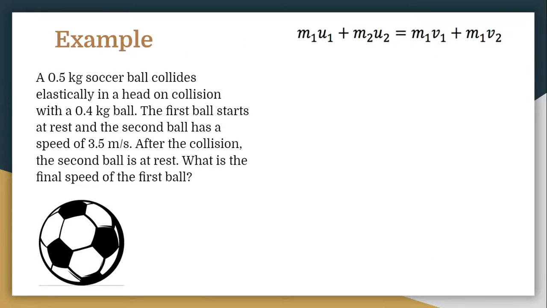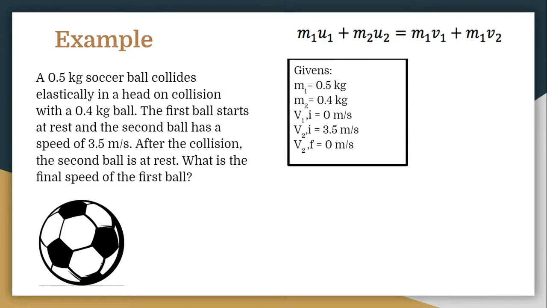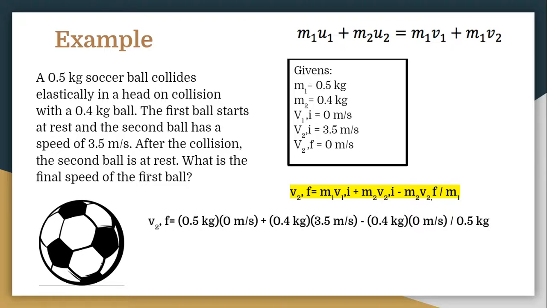The example for this reads, a 0.5 kilogram soccer ball collides elastically in a head-on collision with a 0.4 kilogram ball. The first ball starts at rest and the second ball has a speed of 3.5 meters per second. After the collision, the second ball is at rest. What is the final speed of the first ball? So first we look at our givens, which are these values, and then we will need to rearrange our equation in order to solve for V1F. And then you plug in all your numbers, and you should get an answer of 2.8 meters per second.